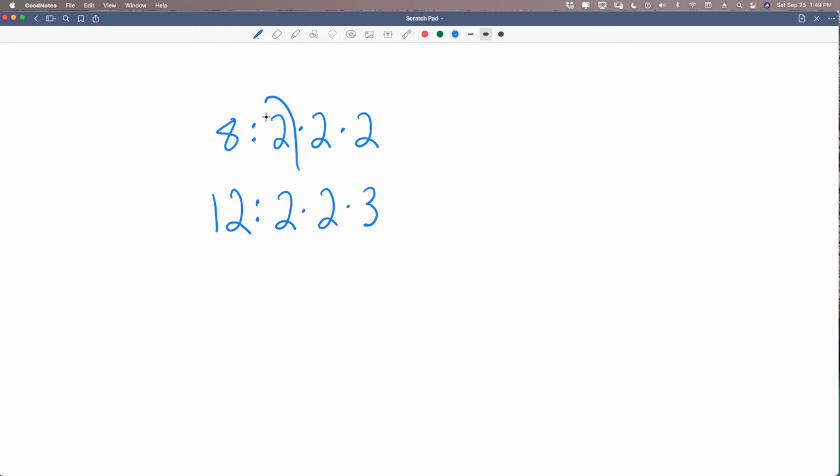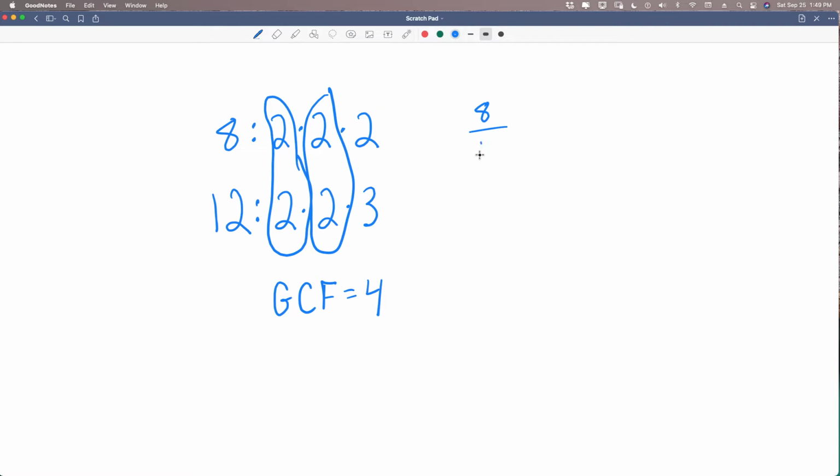And from there we would find our pairs. We have a 2 here and a 2 here. And we would say 2 times 2, the greatest common factor equals 4. That's the number that we could pull out of both of those. And we typically would use greatest common factor when reducing a fraction. We would say 8 divided by 4 is 2, and 12 divided by 4 is 3. And if you pay attention, those are the factors that are left over when you reduce by the greatest common factor.